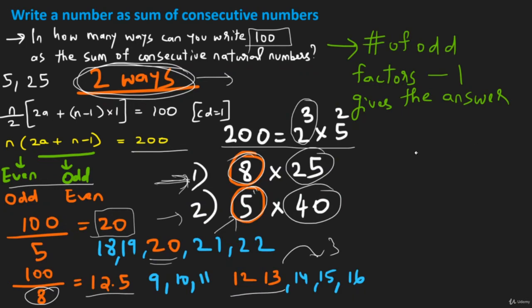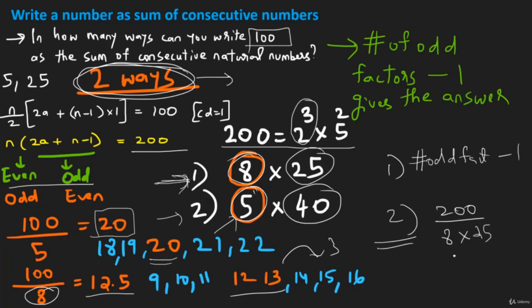So we have seen two things in this video. The first one is that the number of ways in which 100 can be written as the sum of consecutive natural numbers is nothing but the number of odd factors minus 1. And we have seen how to find those actual expressions. Because it's 100 here, the first step is to multiply with 2, that's 200. You need to write 200 as odd into even. You can do that in two ways. You can write it as 8 into 25 or 5 into 40, and using this we actually find the numbers that add up to 100.